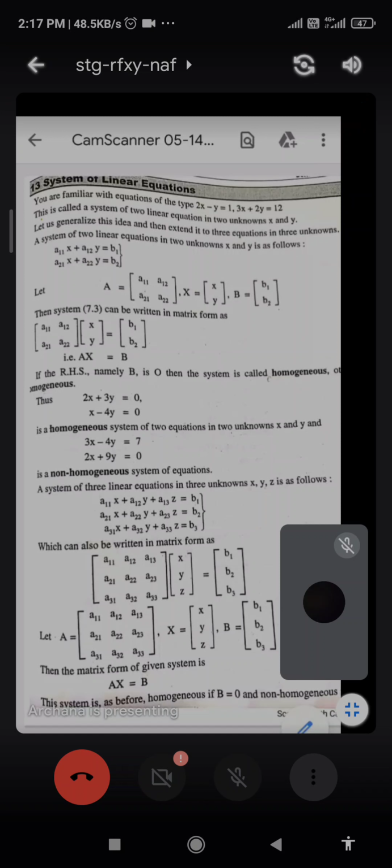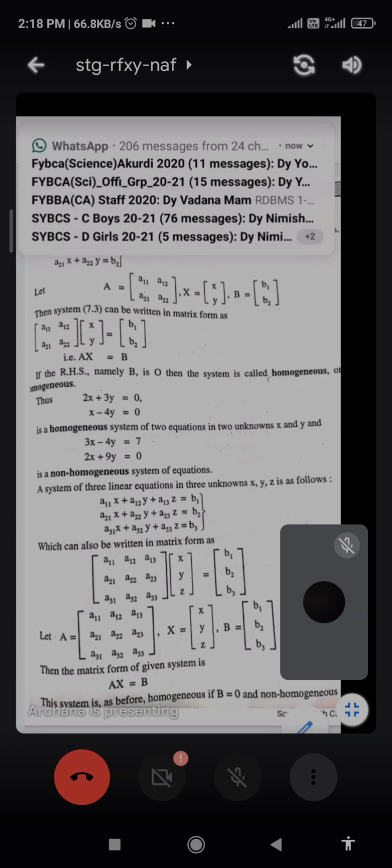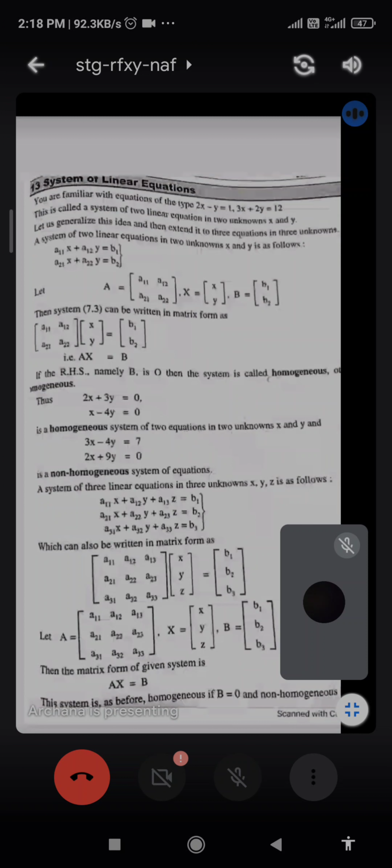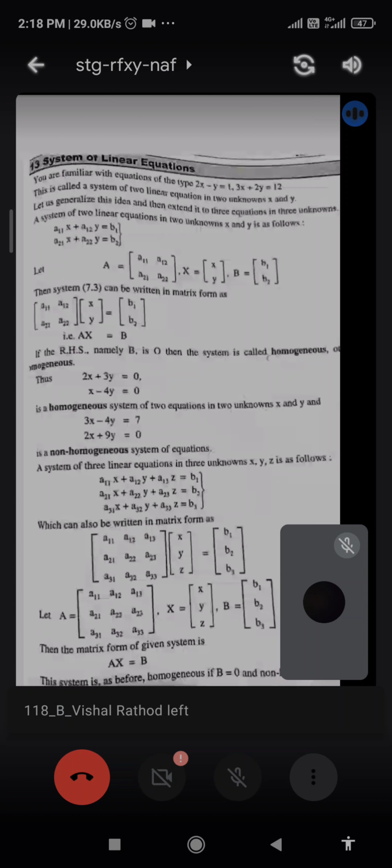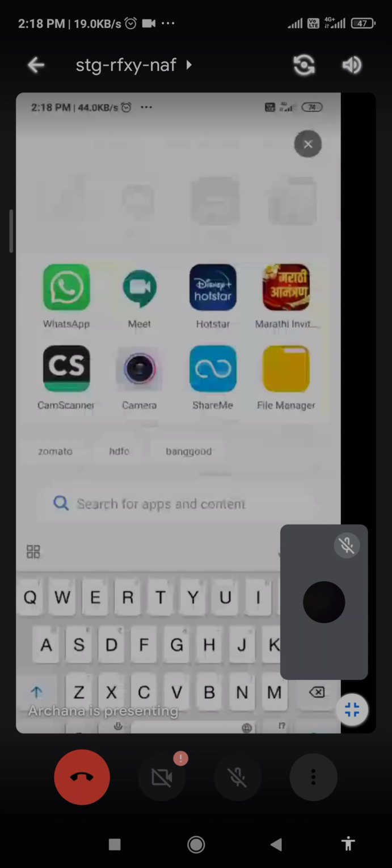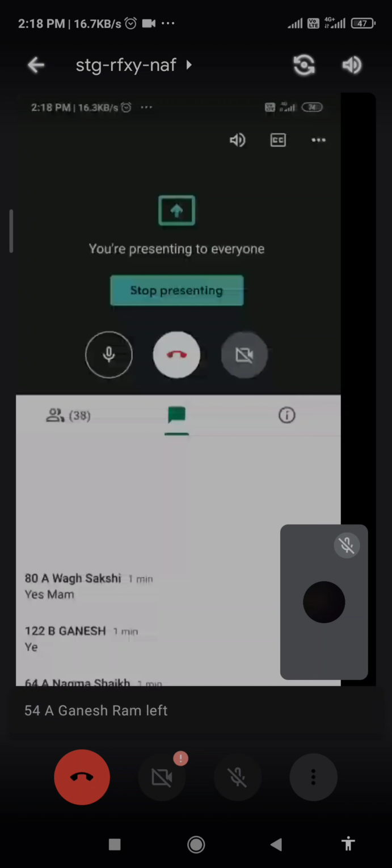This is a homogeneous system. The RHS is 0, B is an all-zero matrix, and 2x plus 3y is equal to 0 and x minus 4y is equal to 0. A is the coefficient matrix 2, 3, 1, minus 4, and the variable matrix is x, y. Just तुम्ही गेस करून सांगू शकता ह्याचा आन्सर x आणि y च्या व्हॅल्यूज काय असतील. Yes, anyone know? Then write down in the chat box. What will be the value?